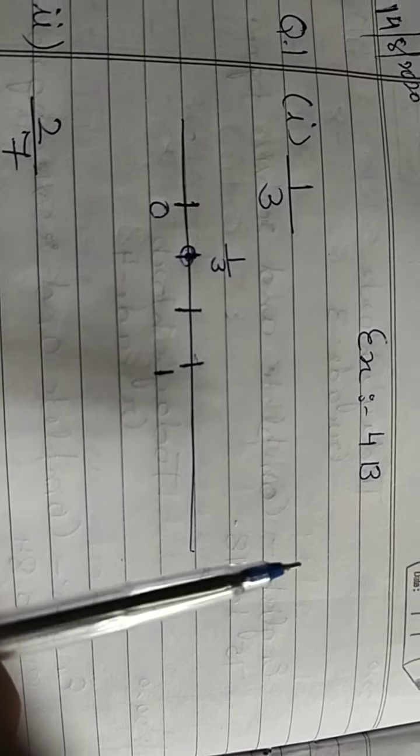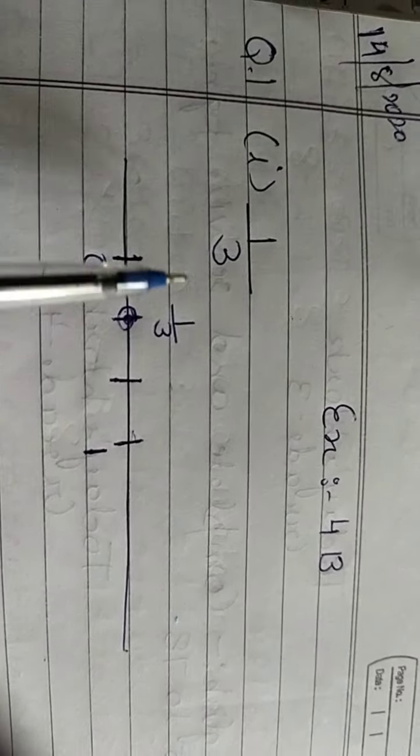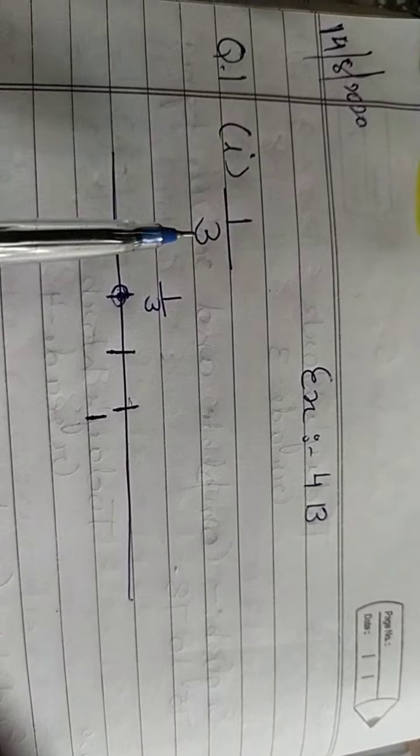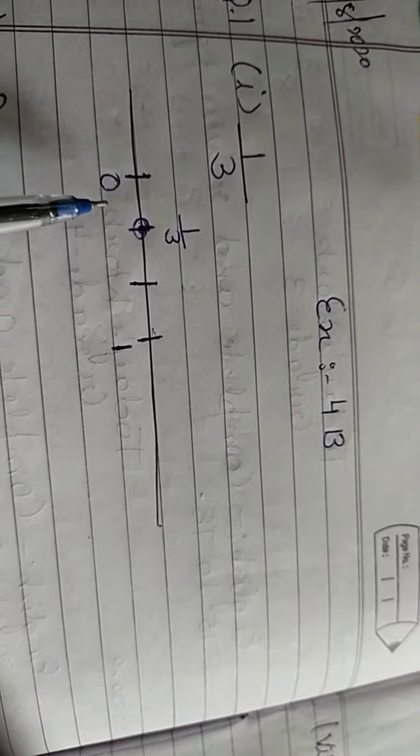Good day students. In the first question of exercise 4b, you have to represent the given rational numbers on the number line. So there are two rules. The first one is when the numerator is less than the denominator, that number will be represented between the numbers 0 and 1. Here you can see that the numerator is less than the denominator. So in that case, if the number is positive, that number will come between 0 and 1.